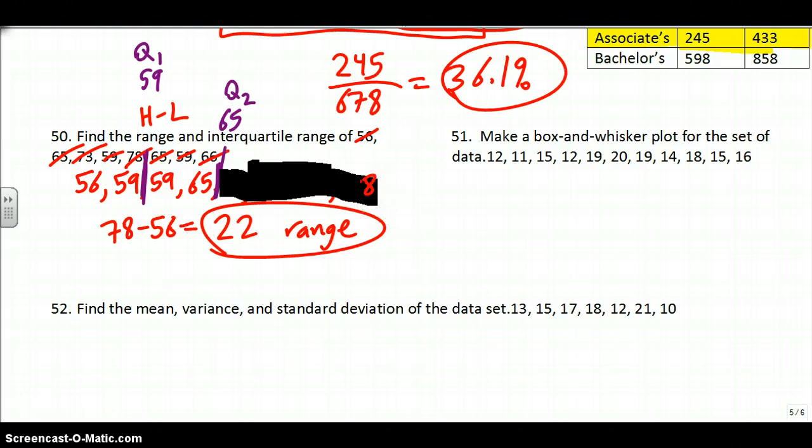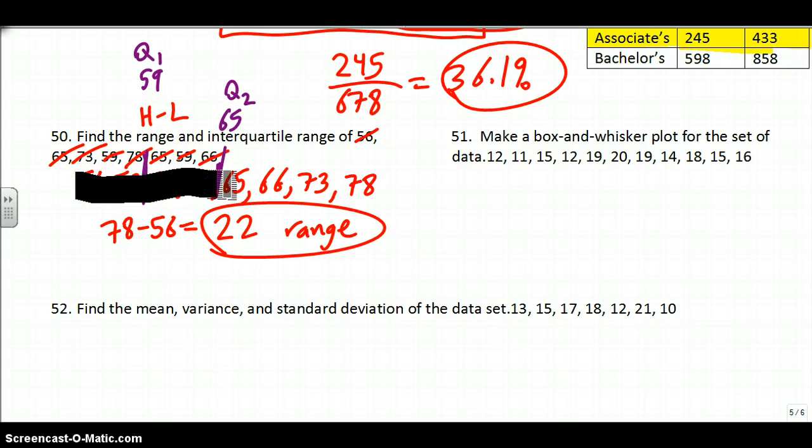Let's do the same now. Oop, I erased the wrong thing. Of course, I erased a bunch of stuff. What were those numbers again? Let's see, it was what, 65? That was a 7, okay. Let's do the same thing for the top half now. What's the median between 66 and 73? Well, I'm going to have to average them, right? 73 plus 66 divided by 2 should be 69.5. That's Q3.